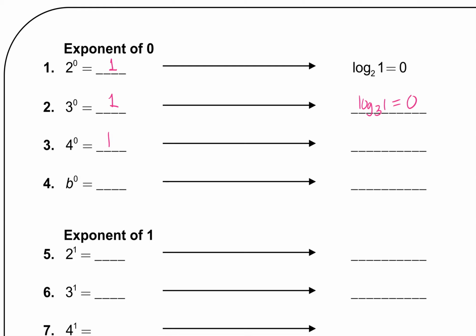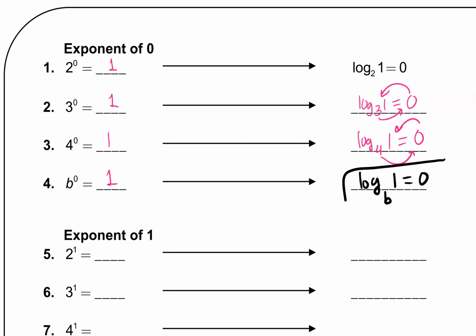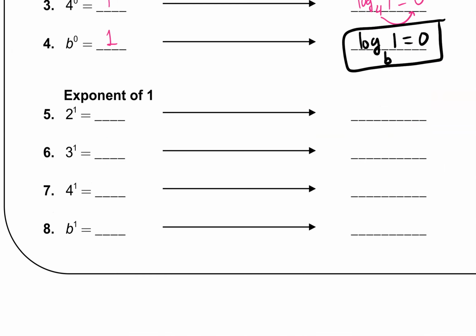4 to the 0 is 1, because anything to the 0 power is 1. So I can say log base 4 of 1 is going to be 0, because 4 to the 0 is 1. This means b to the 0 is 1. So the property is, this is the important one, log base b of 1 is going to be 0. Doesn't matter what base you put in there. Anytime there's a 1 right here, it's always going to be 0 as your exponent. Okay, and then the exponent of 1.